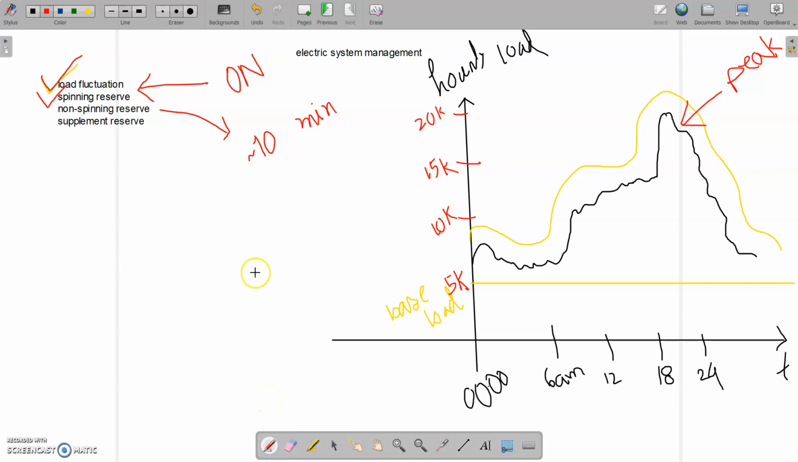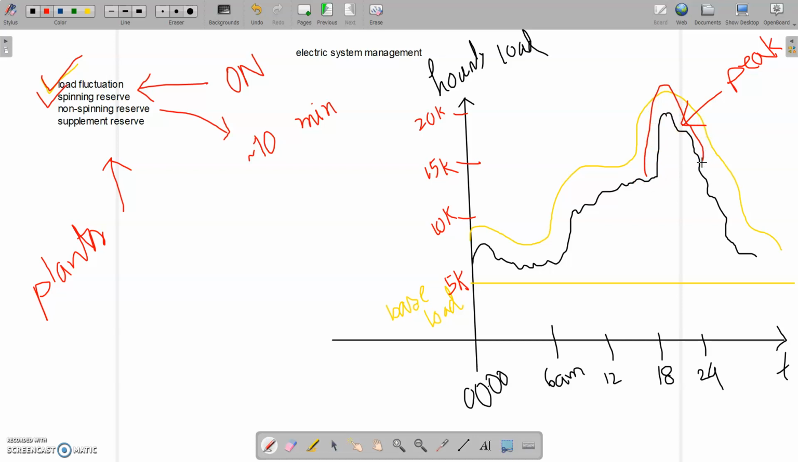Okay, so you need some preparation from the electrical system management side, so that the plants you have are able to supply all these things. They can handle this kind of load fluctuation. They also have some spinning reserve, so that they can still handle some variation, and some non-spinning reserve is there for peak value. Certainly, the peak can even increase further.